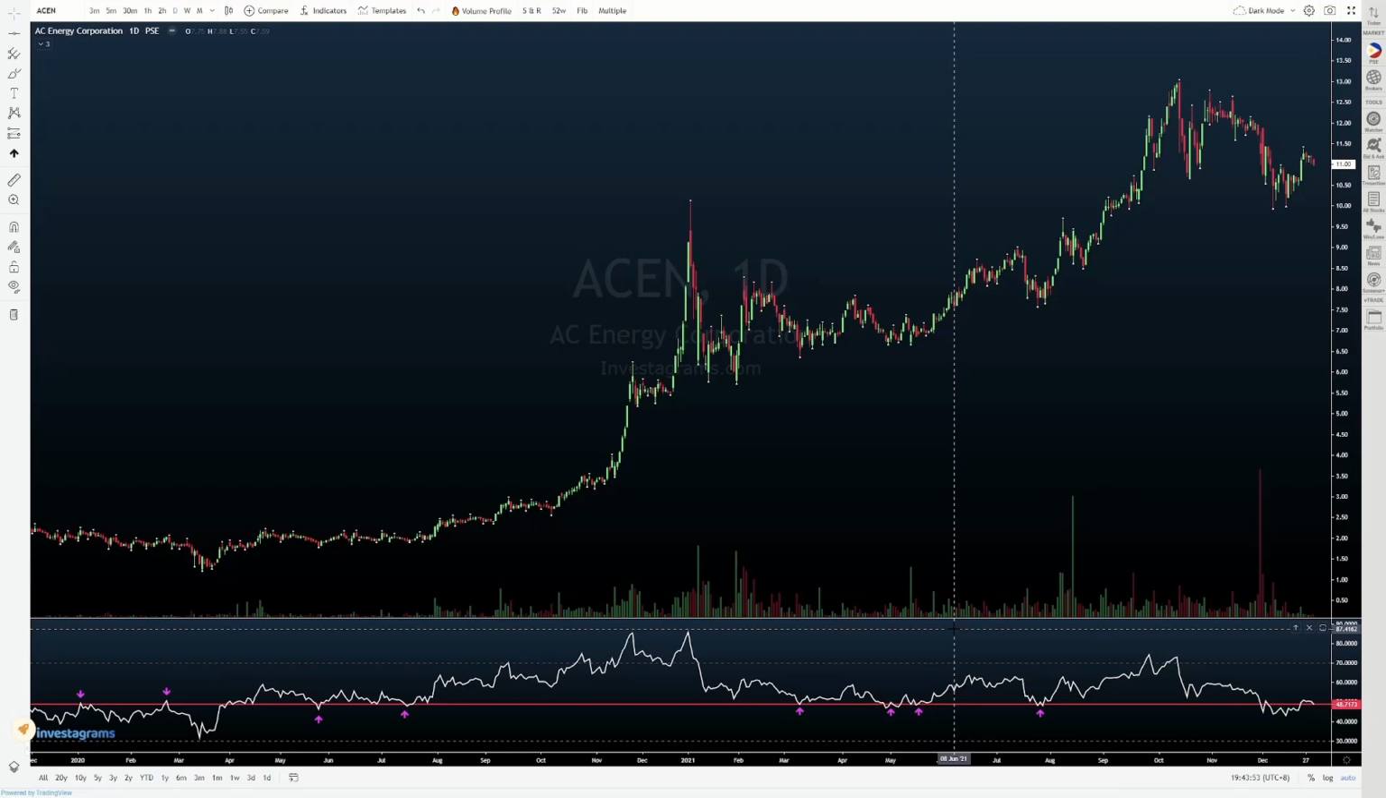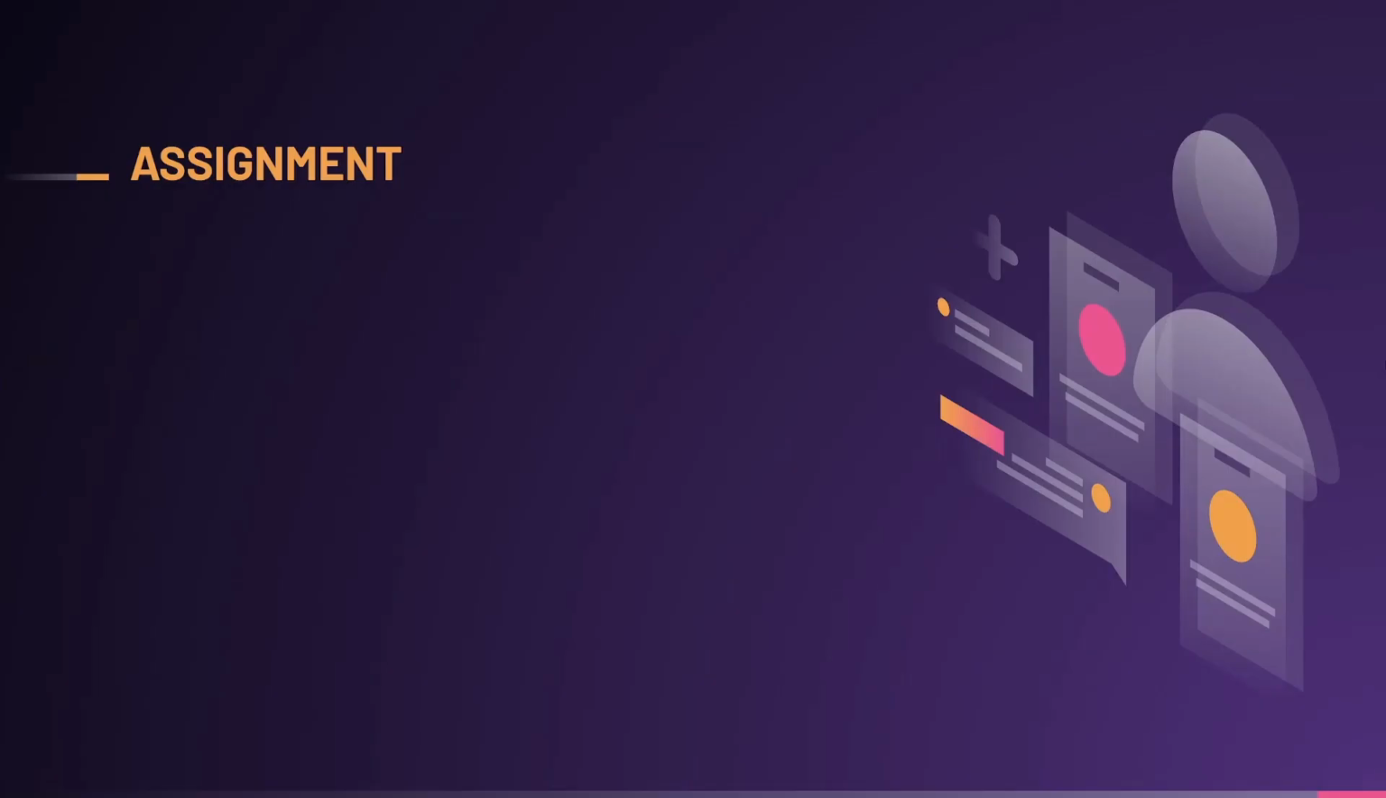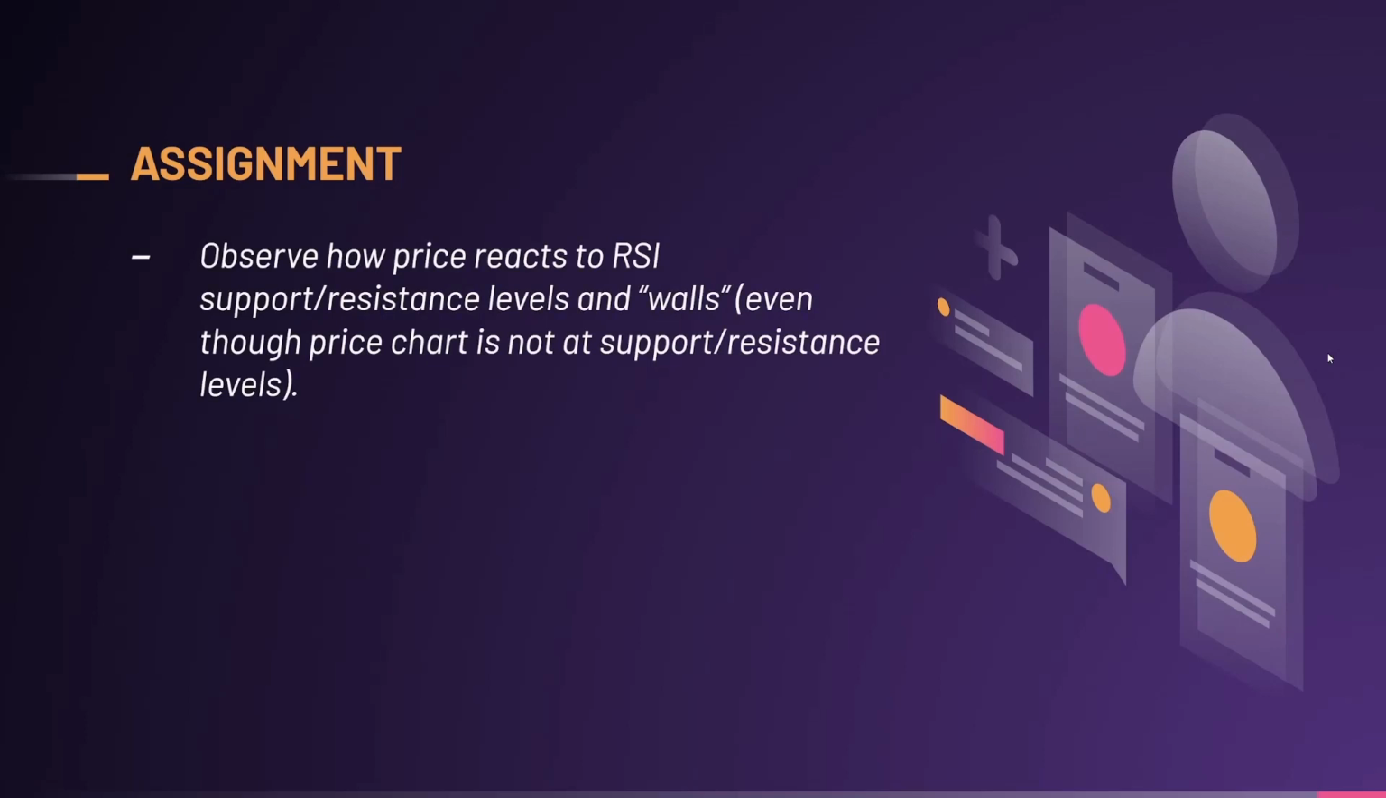Now, to give you a better understanding of it, kumbaga, mas deeper pa, ang pinakamasasuggest ko is gumawa tayo ng konting homework, no? So, here's your homework. So, assignment, no? First, observe how price reacts to RSI support or resistance levels and quote-unquote walls, even though the price chart is not at support or resistance levels. Meaning, tignan nyo paano nagre-react yung price kapag bumalik siya sa isang area ng RSI that previously acted as support or resistance, kahit na yung price mismo wala naman sa support or resistance level niya.